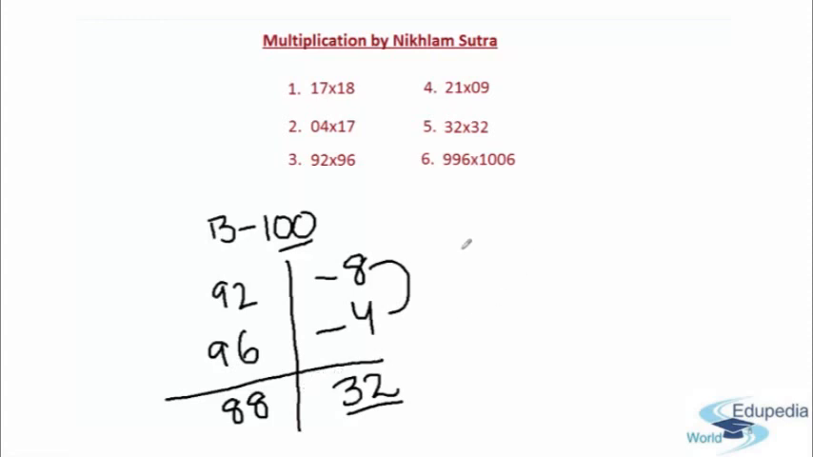So therefore, when you multiply the numbers 92 and 96, the answer that you are going to get here is 8832. I hope that you have understood pretty well how to use this case number 2 Nikhilam Sutra.